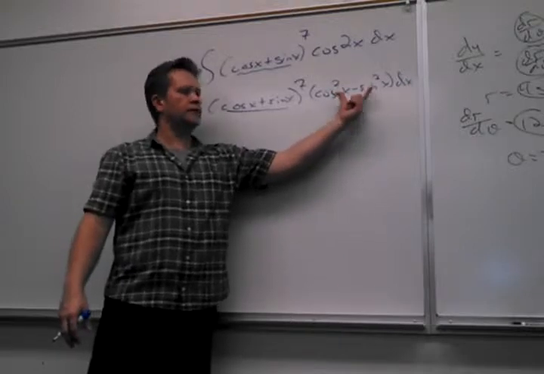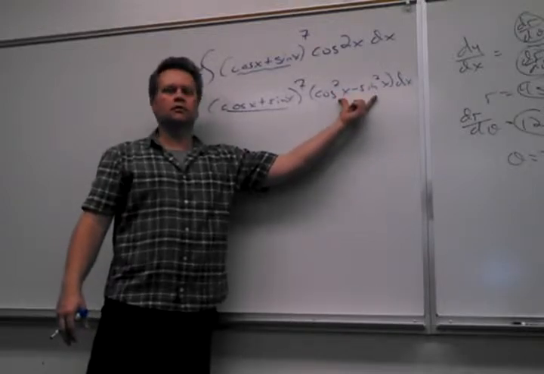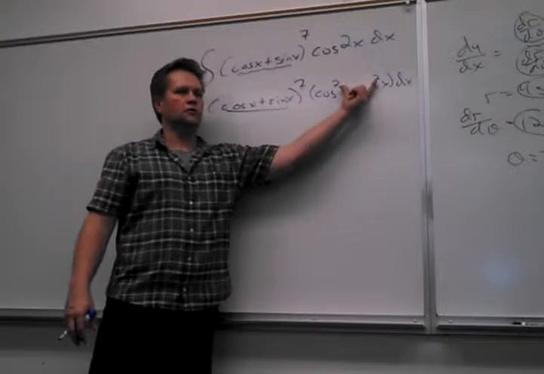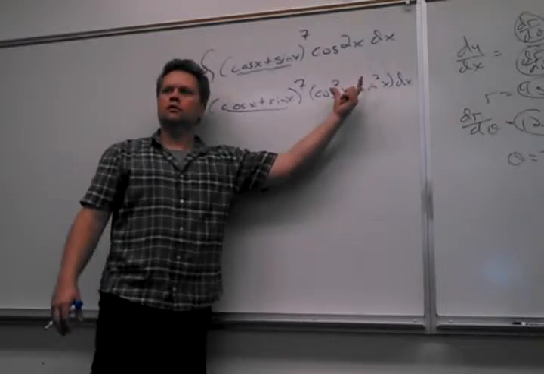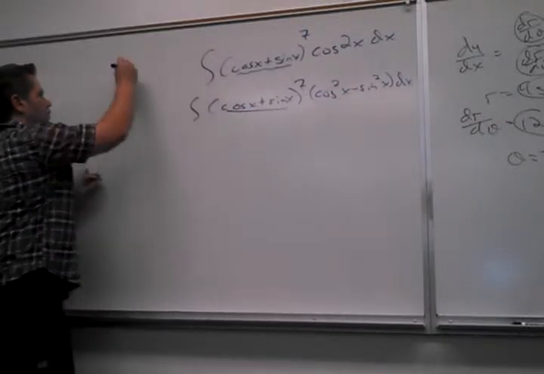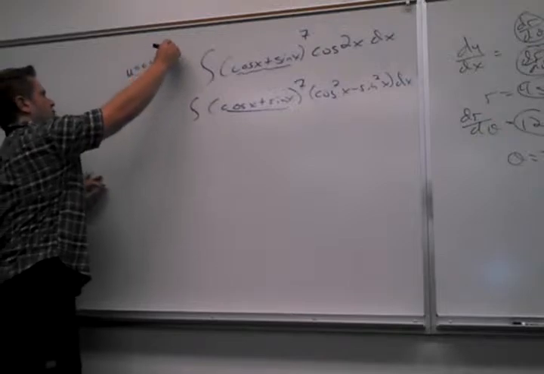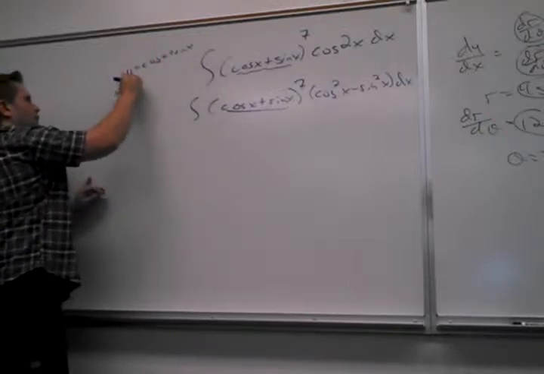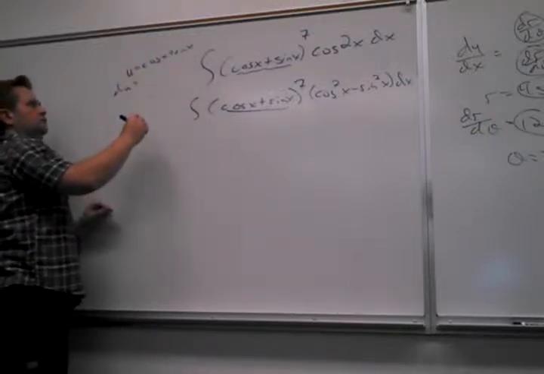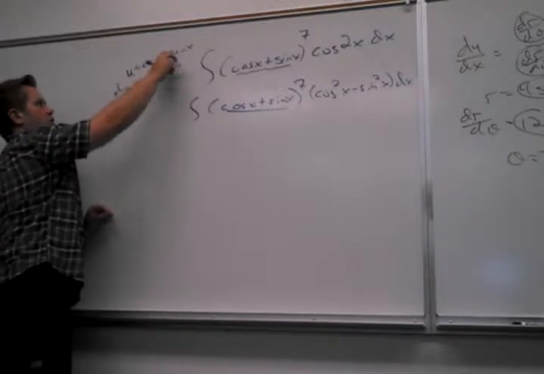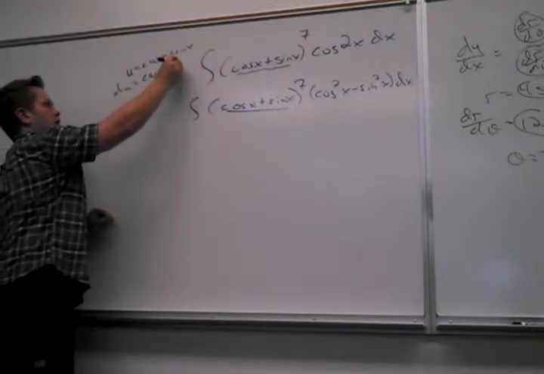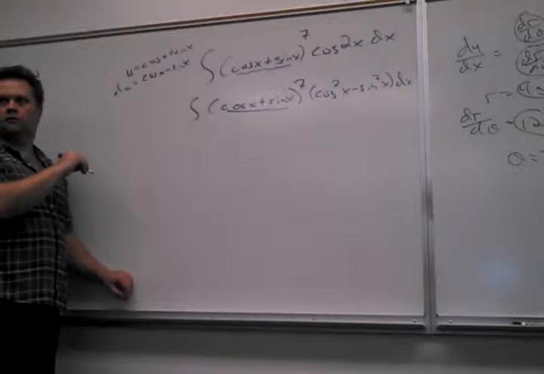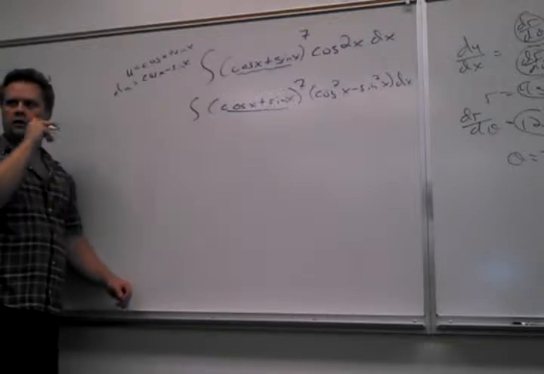No. But what's nice about this? Plus minus, a difference of squares. What is the derivative? Let's try it. If I let u equal cosine x plus sine x, what's this derivative? Negative sine plus cosine. So cosine minus sine, right? Do you see what I'm saying?